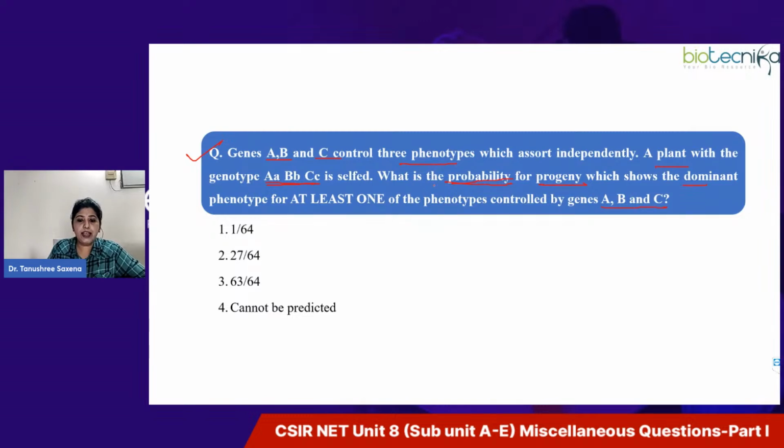The options are given and you have to find out the probability for progeny to show the dominant phenotype for at least one of the phenotypes controlled by genes A, B, and C. So how are you going to solve it? Believe me, these questions appear to be very difficult, but if your concepts are clear, if you know the strategy of solving the question, you can easily solve such type of questions.